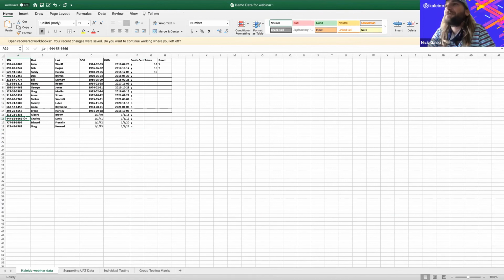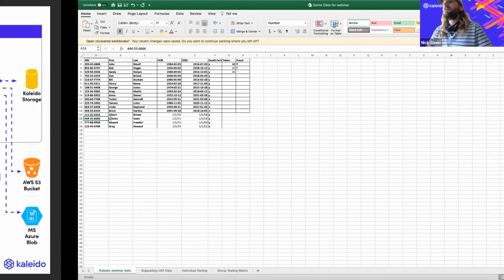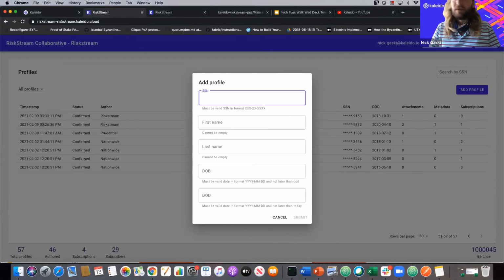So I did 4s, 5s, and 6s, Charles Davis, and date of birth was 1171, and date of death was 1119. So let's see if I can remember all of that. So 444, 555, 666. And another cool thing, inside of this UI and this application tier, the system is smart enough to know that this social security number is not complete, right? It doesn't have the appropriate number of 9 digits, or it's missing a dash.